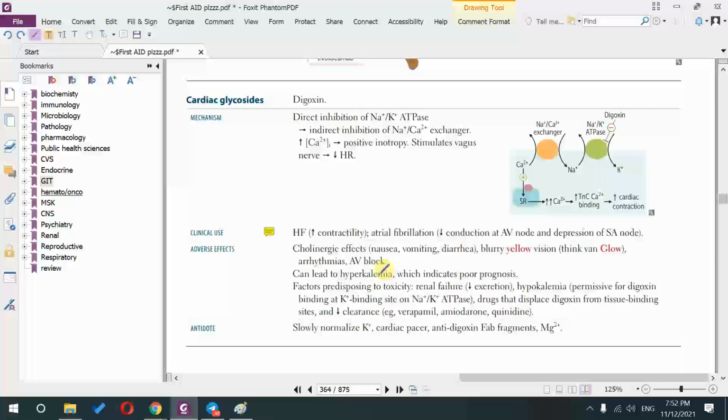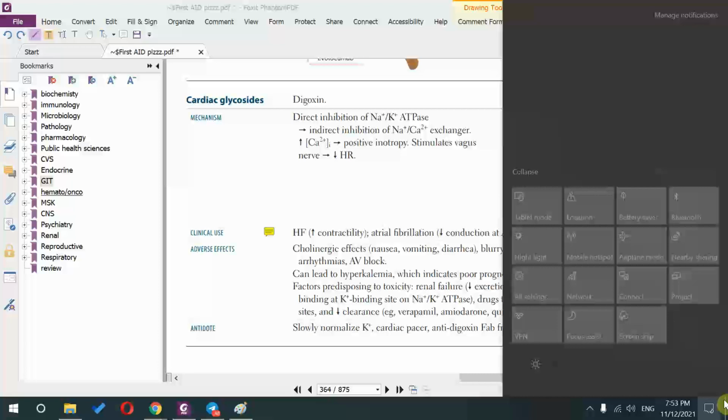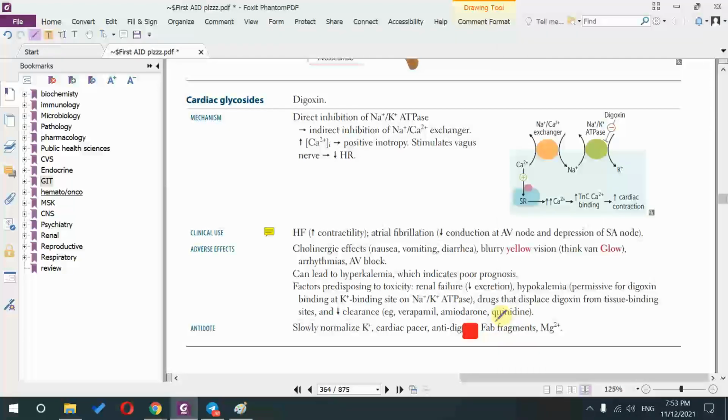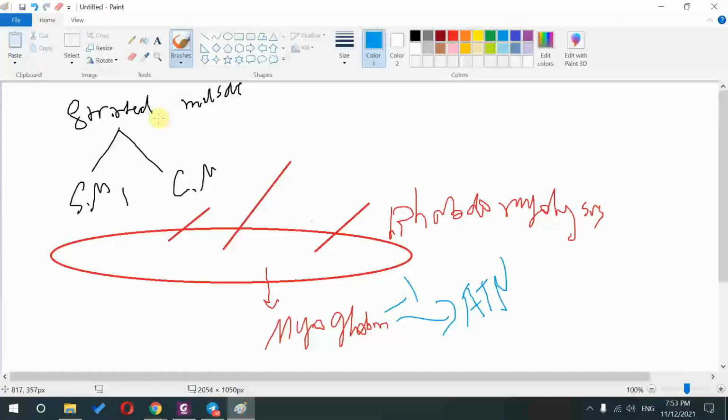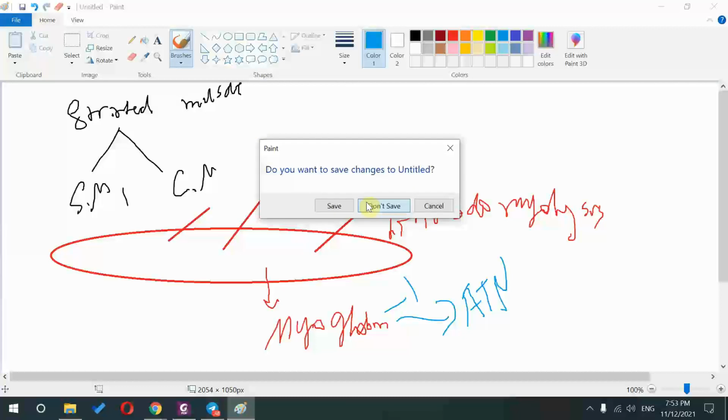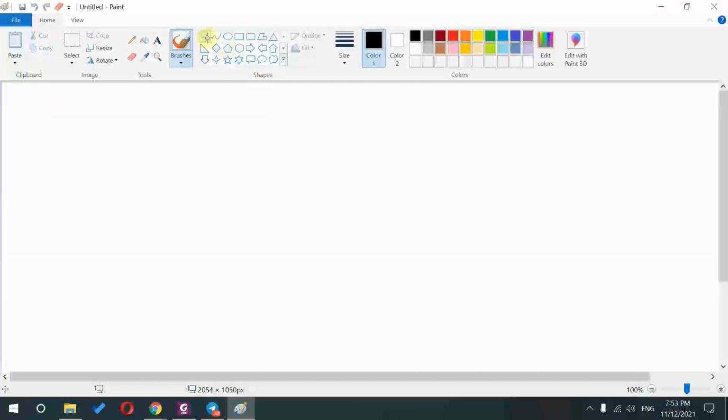Okay, it can lead to hyperkalemia, which indicates poor prognosis. So if the patient has hyperkalemia, he will have poor prognosis because he can more easily be predisposed to arrhythmias. Okay, so factors predisposing to the toxicity include what? First of all, renal failure because of less excretion of what? Digoxin. Well, digoxin is really famous for having a really low therapeutic window. What is a therapeutic window? A therapeutic window is a window located between two margins. The first margin is the therapeutic dose.